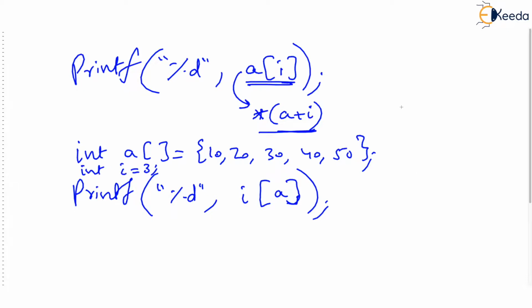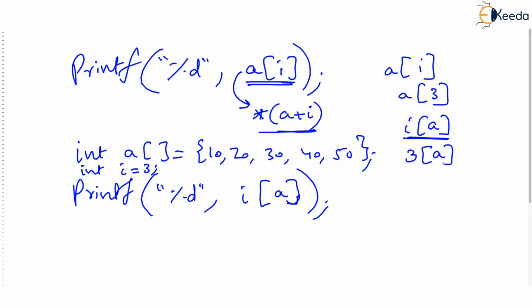So I can understand somebody writing A[I]. A[I] means A[3], because I is 3. But what do you mean by writing I[A]? This is rubbish, isn't it? Because I is 3, then square bracket A. We are used to writing indexes inside the square bracket. Here we have written the index outside the square bracket, and inside the square bracket we have written the array name itself.